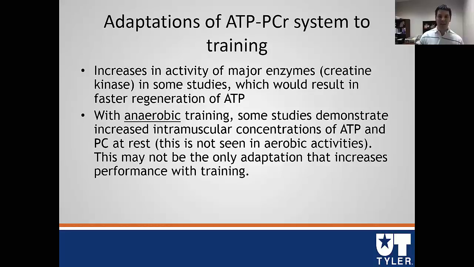So it's still unclear. I can't go out and encourage you to say this is definitely possible, but there is some literature out there to suggest it, and I'm glad the book brings it up. I think the point is that if either of these adaptations occur, then they're ultimately going to improve performance in any of these really short duration events.